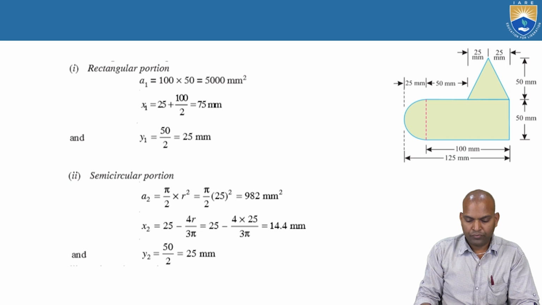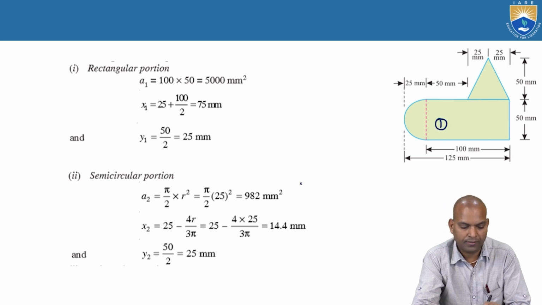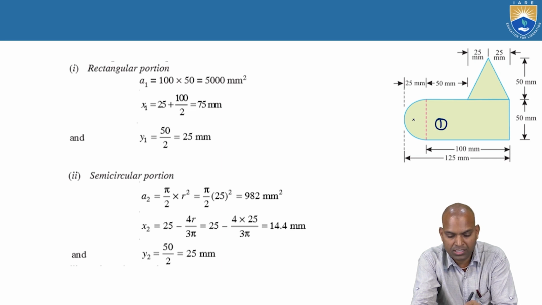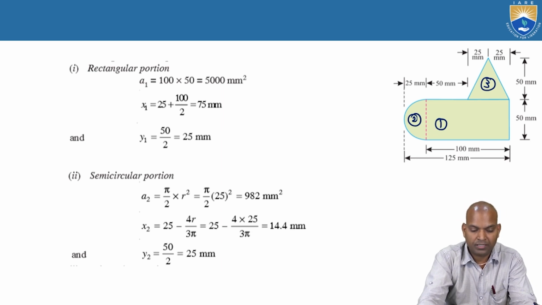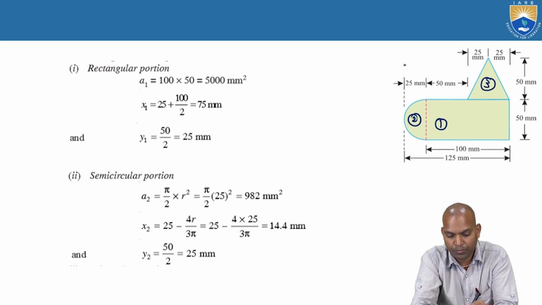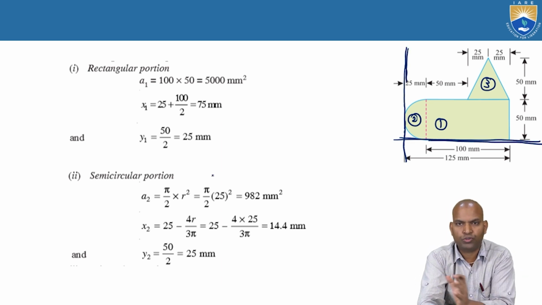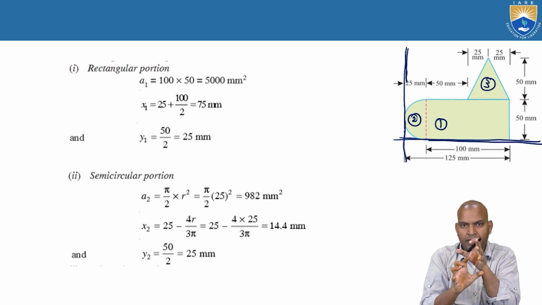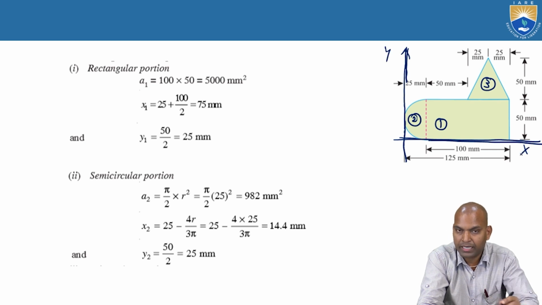Which geometry do we consider as section 1 and section 2? Here the rectangular portion is considered as section 1, the semicircular portion as section 2, and the triangle portion as section 3. The left side is the vertical reference axis and the bottom is the horizontal reference axis. Always keep the plane in the positive coordinates, so both x and y are positive. These are the reference axes, bar y and bar x.